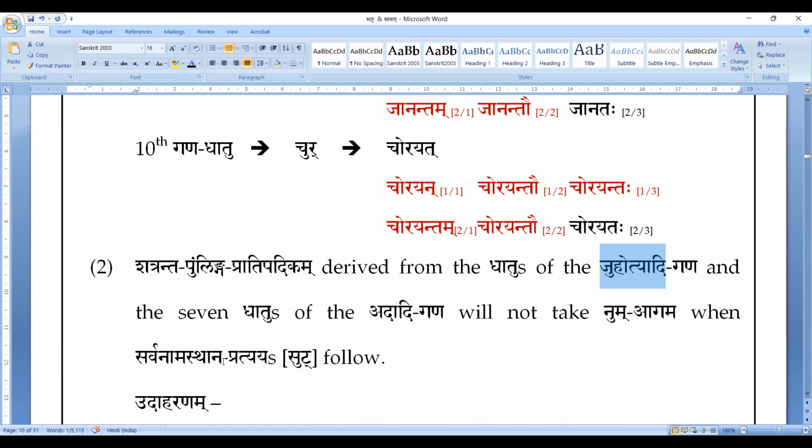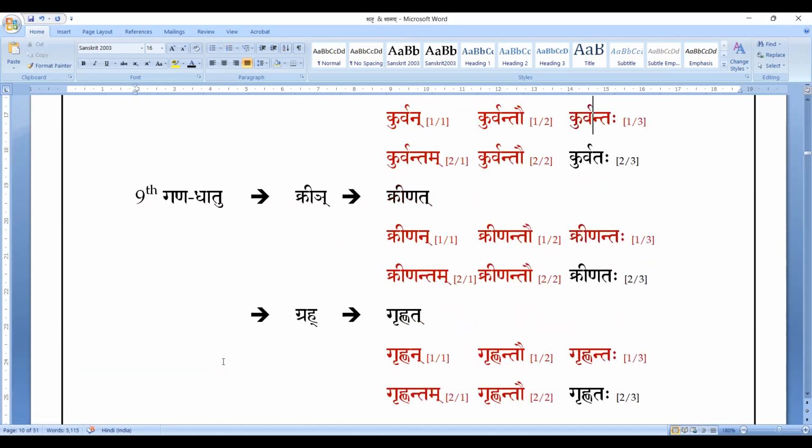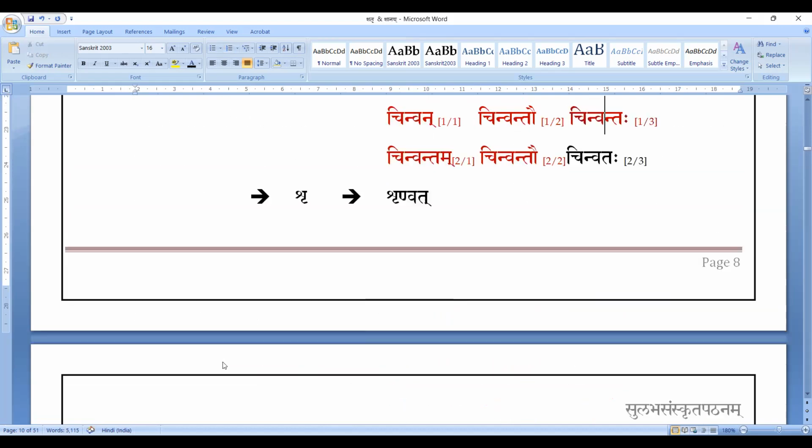Seventh gana, rudhadi. First dhatu is rudhu dhatu. In fact, I have taken the first dhatu of all the ganas. Eighth gana, tanadi. Ninth gana is krayadi. And tenth gana is churadi. Right? Okay. Fifth gana, swadi also is. Swadi dhatu also you can do it.